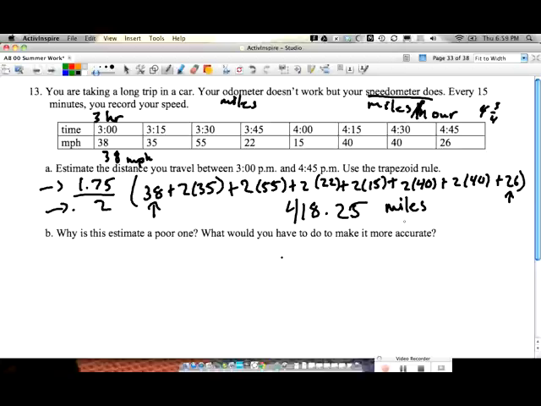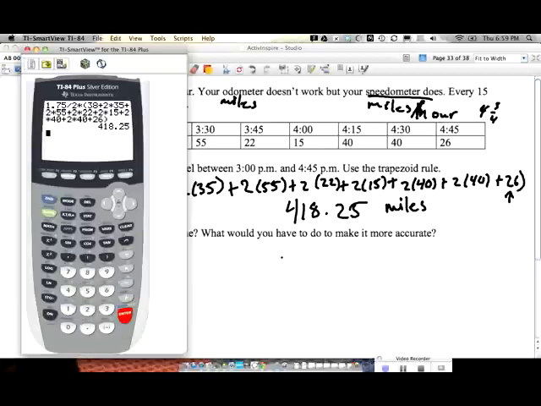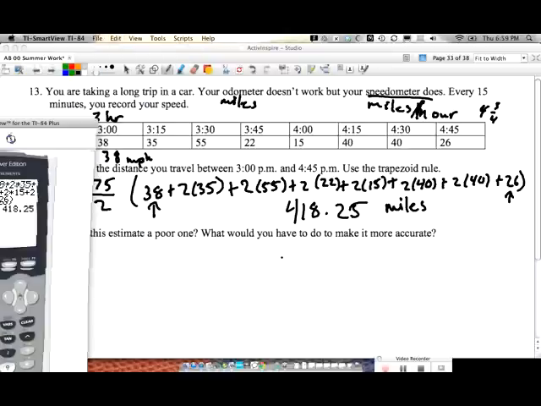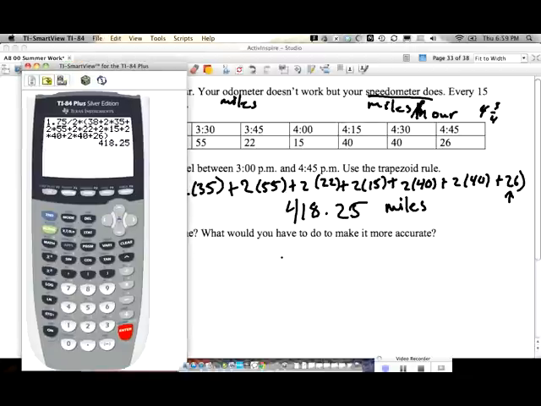Now that does not seem to make sense, especially when you see these low speeds. So I'm guessing there's something going on that we're missing. We got 1.75 times all this, and then divided by 2. Let's double check our calculator just to make sure. 1.75 divided by 2 times 38 plus 35 plus 2 times 55 plus 2 times 22, 2 times 15, 2 times 40, 2 times 40, 26.